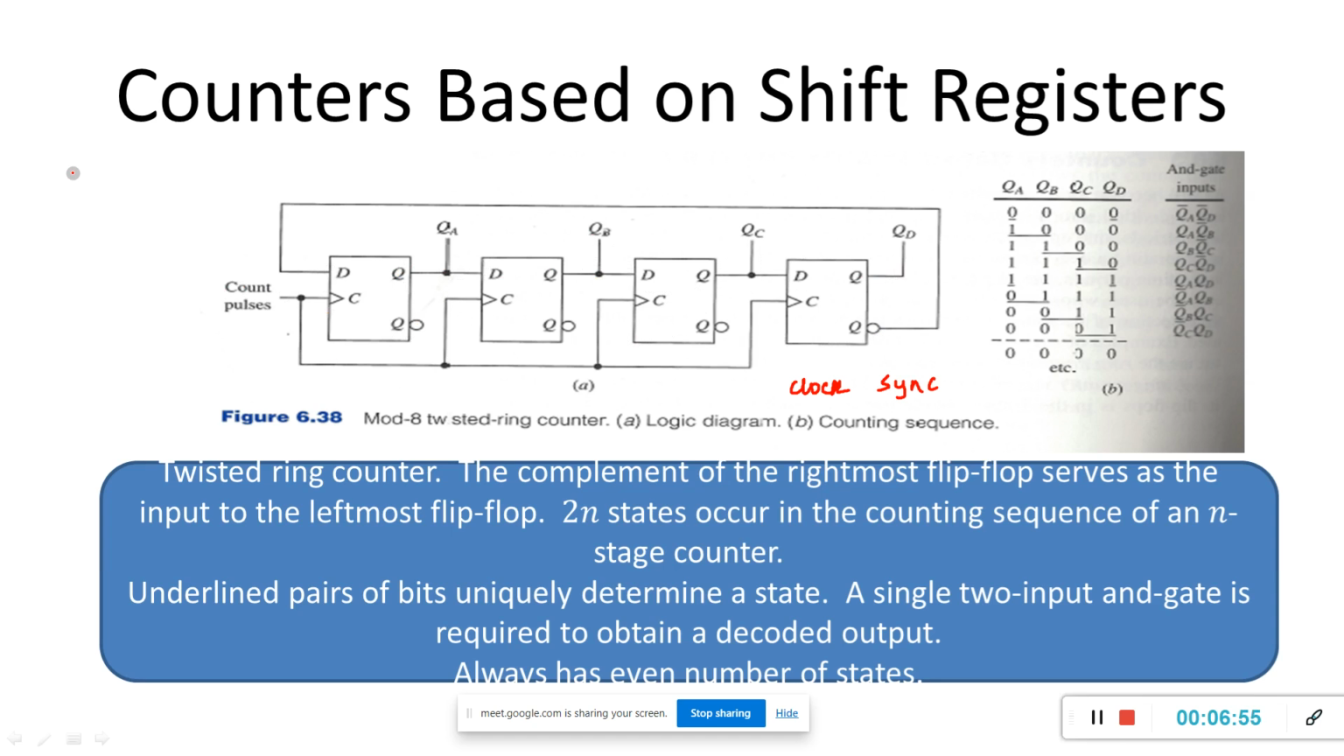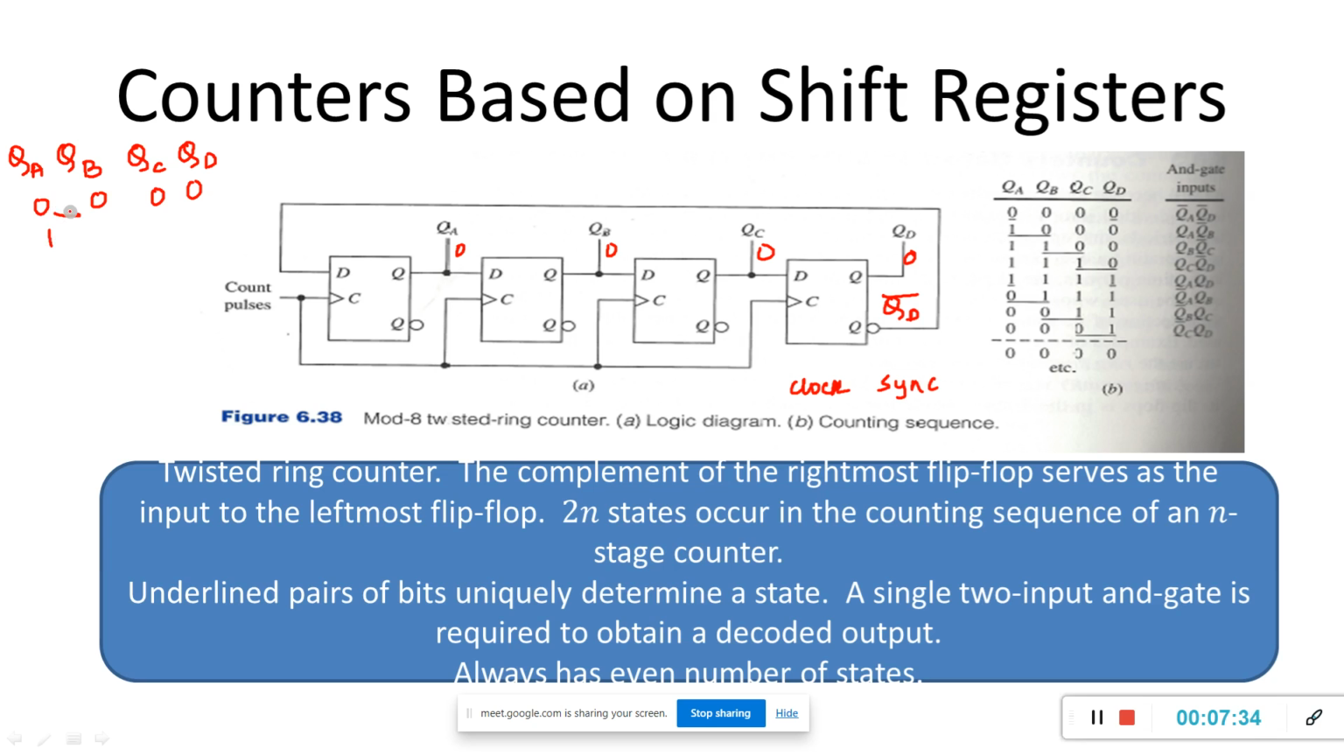So what happens? Initially all will be 0. Let me tell you here by writing. Initially all the outputs are assumed to be 0. In the ring counter we had connected QD as an input to the D. Here we are connecting QD bar as an input to the first flip-flop. So QD bar is what now? If QD is 0, QD bar will be 1.